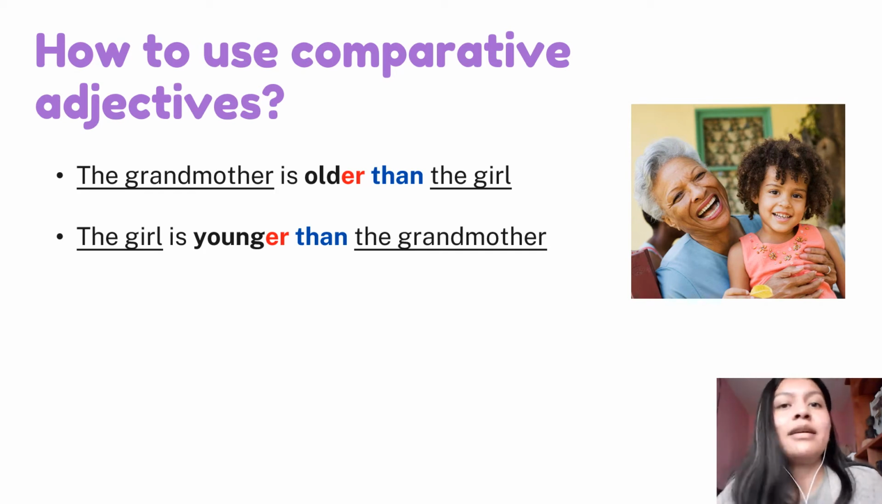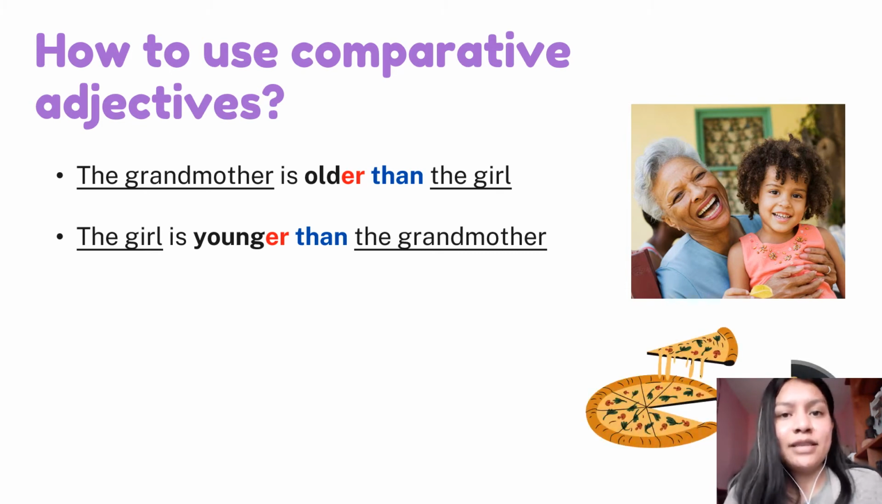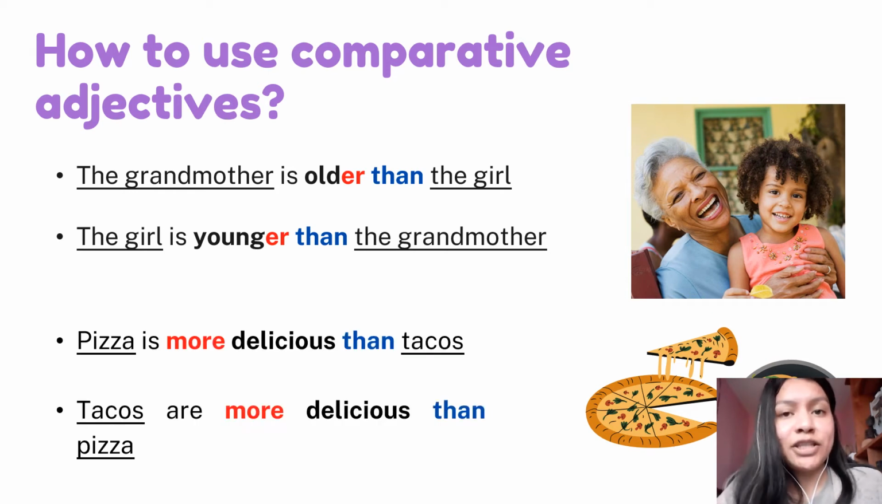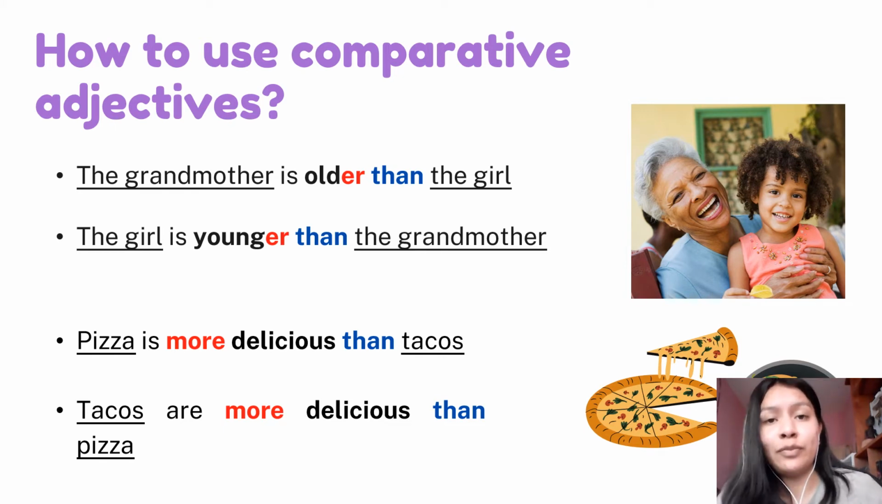Now, let's do other sentences by using pizza and tacos. If you're a pizza lover, you could say, pizza is more delicious than tacos. Again, we have two objects in this case, which are pizza and tacos. And we are comparing again as we have two objects. In this case, we're using delicious as our adjective, and you need to use more. The other way could be, tacos are more delicious than pizza, meaning the same but emphasizing tacos over pizza.